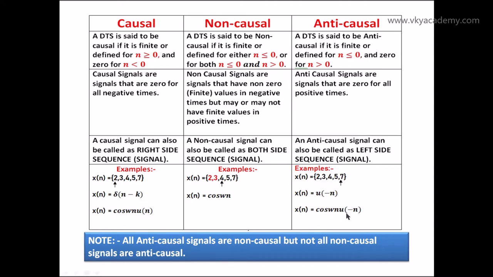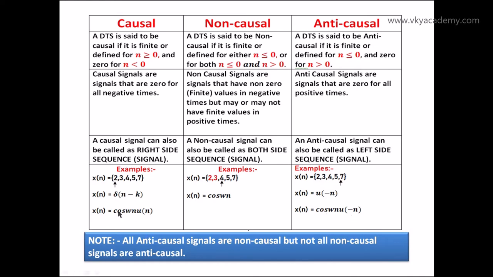Now cos omega n u of minus n. As we know, u of minus n is a time reversal operation of u of n. That means all the samples will be shifted from the right side of the origin to the left side of the origin. So whenever a cos function gets multiplied with u of minus n, all the samples of cos will be present on the left side of the origin, and on the right side of the origin we do not have any sample. So this is going to be a best example for an anti-causal signal, which is also called a non-causal signal.